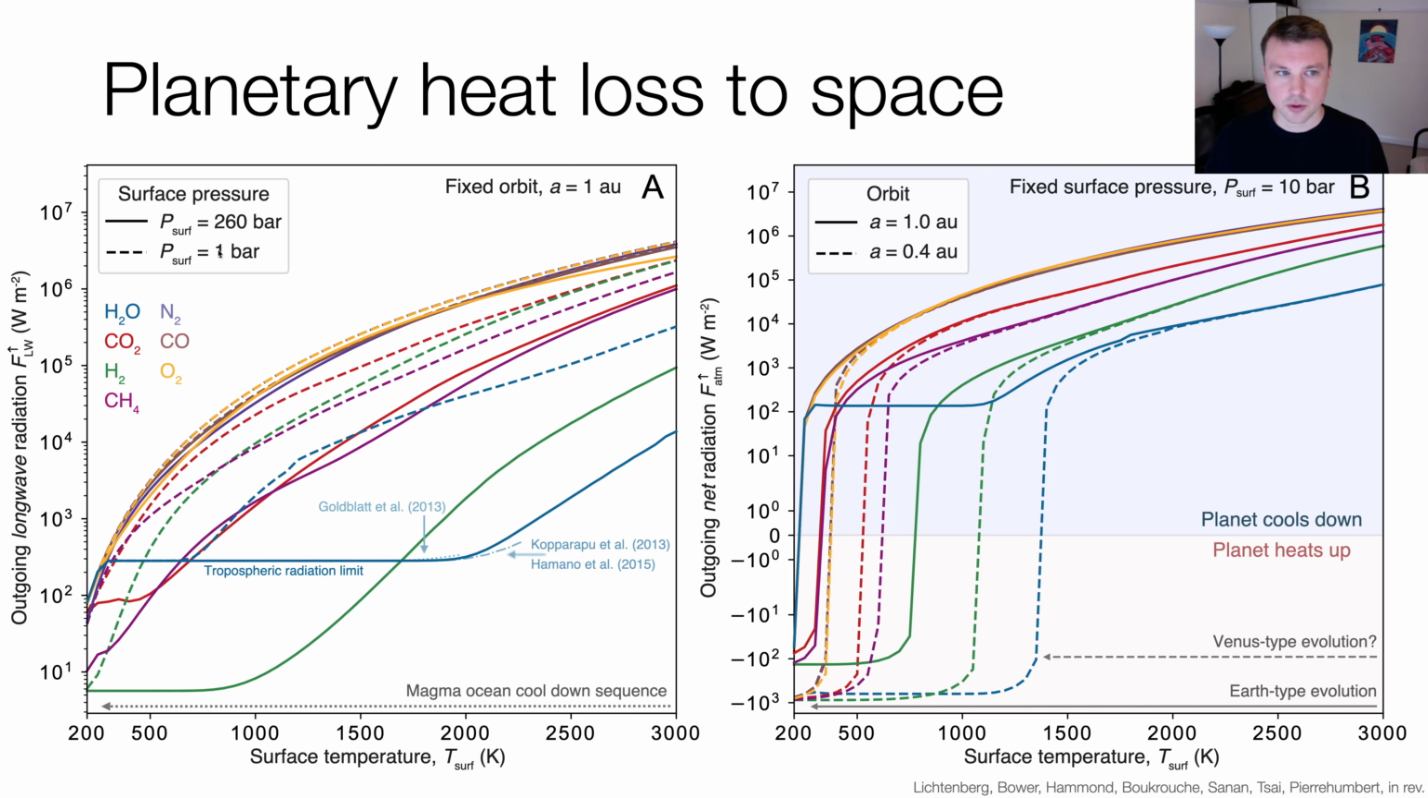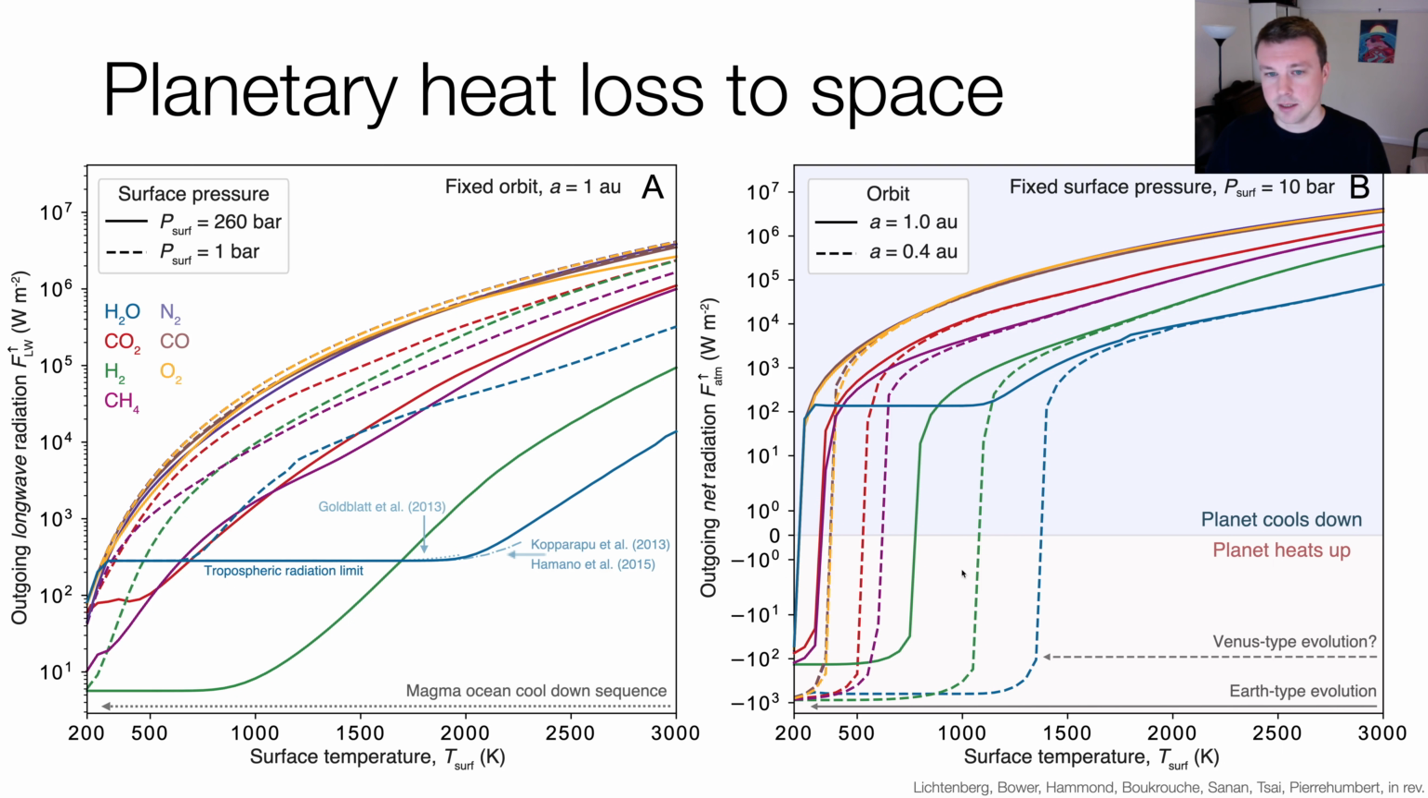And 1 bar is of course the present day surface pressure on Earth. Now, this shows you that varying the dominant volatile in the atmosphere and varying the surface pressure corresponds to orders of magnitude differences in heat loss of the planet, and therefore would suggest strongly varying cooling sequences of these planets.